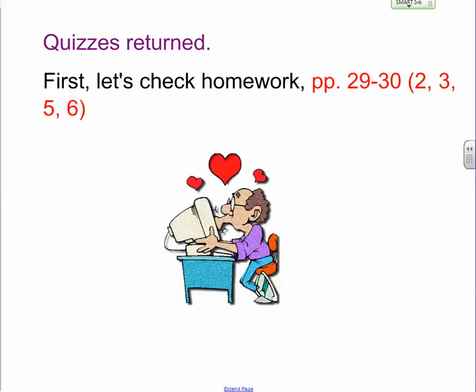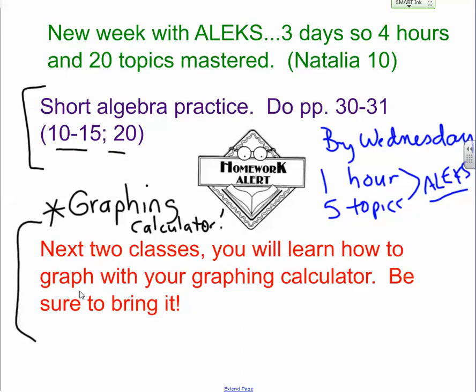And you then got your quizzes back. Remember, if you'd like to retake that quiz, you need to do it on Thursday during office hours. So I need to sign your planner. And this is your new assignment, and you need to do by Wednesday 1 hour in ALEKS and get 5 topics mastered. Bring your graphics calculator next class, because we're going to be working on Wednesday and Friday on how to use it to graph several different situations. That's it.